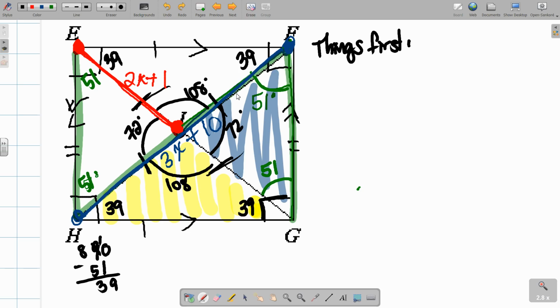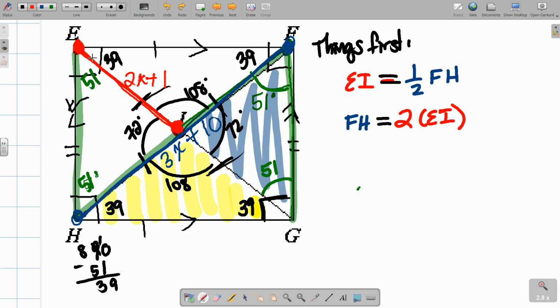So if you look at that physically, I know that EI is only half of FH. The red is half the blue. Makes sense. Or another way you can say it is this: FH is 2 EIs. In other words, it takes 2 reds to get a blue.